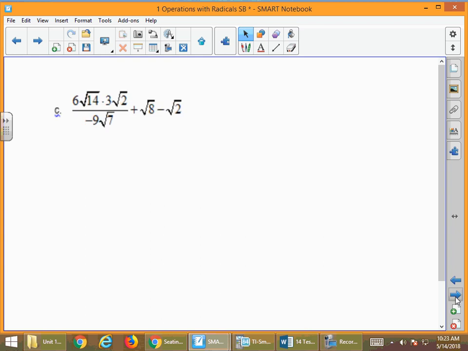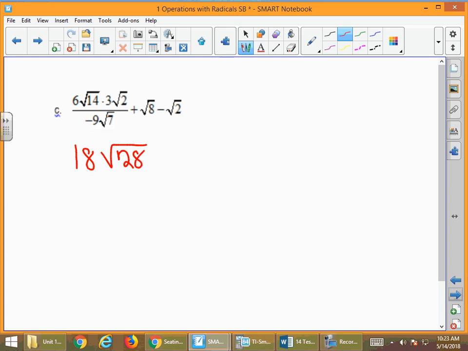Letter C. That looks more complicated than it probably is, but what we're going to do is the multiplication first. So the top of that fraction there, we're going to multiply. We have 6 times 3 is 18. Square root of 14 times square root of 2 is square root of 28. We're going to divide by negative 9 radical 7. And we still have the square root of 8 and the square root of 2.